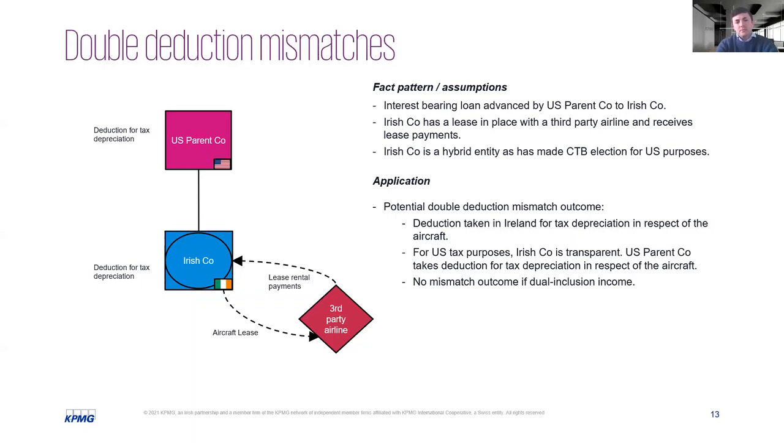So to ensure that we don't have a double deduction mismatch, we need to test to see if there's dual inclusion of the income. Here the third-party airline is making lease rental payments to the Irish company, so there's inclusion at the level of the Irish company. And again, because that's disregarded for US tax purposes, there's also inclusion at the level of the US parent. So the lease rental payments effectively flow up and are included at the level of the US parent company. So here we have a double deduction for the tax depreciation, but that's alongside dual inclusion of the lease rental income, so a mismatch outcome doesn't arise as a result.